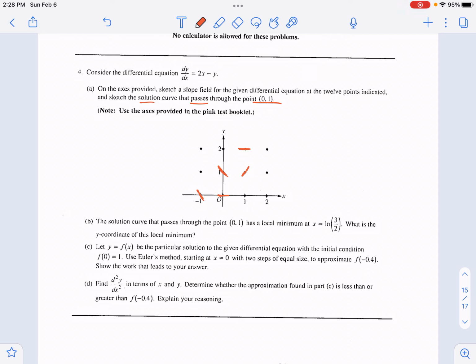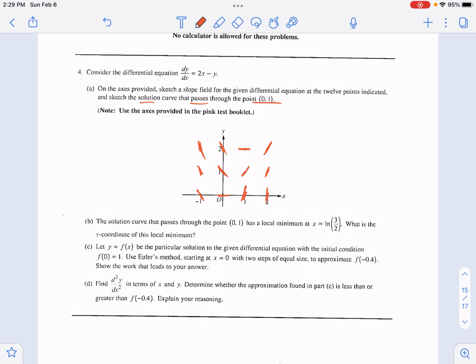(-1, 1) gives a slope of negative 3, so something maybe a little steeper. And then (-1, 2) gives a slope of negative 4. So anything like that is fine. (0, 2) gives a slope of negative 2, so something plausible like that. (1, 0) gives a slope of 2. (2, 0) gives a slope of 4. (2, 1) gives a slope of 3. And (2, 2) gives a slope of 2.